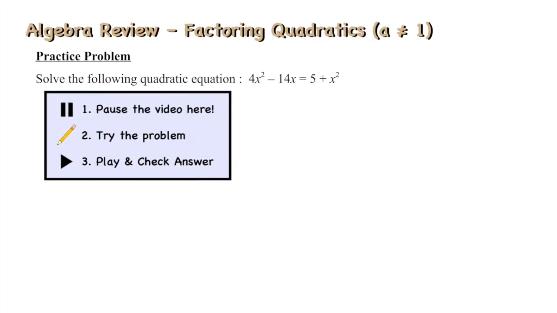So here's the next problem. Pause the video here. Try to solve it yourself. Remember, get 0 on one side of the equation, then factor, then set each factor to 0 and solve. After you're done, hit play, and then check your work with mine.